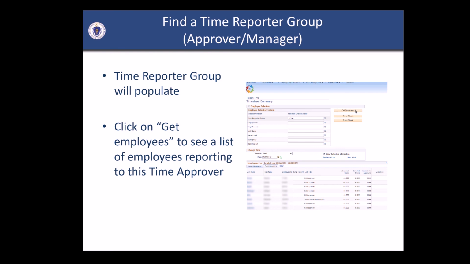And once you click into one, you can kind of navigate to the next employee from there. So that's just the easiest way to find a time reporter group. I will caution you, though, that from time to time these numbers do change. So if approvers change, if somebody retires and a new supervisor comes in, that number could change. So if that happens, you just want to go in and search the same way we did to see if they have a new number.